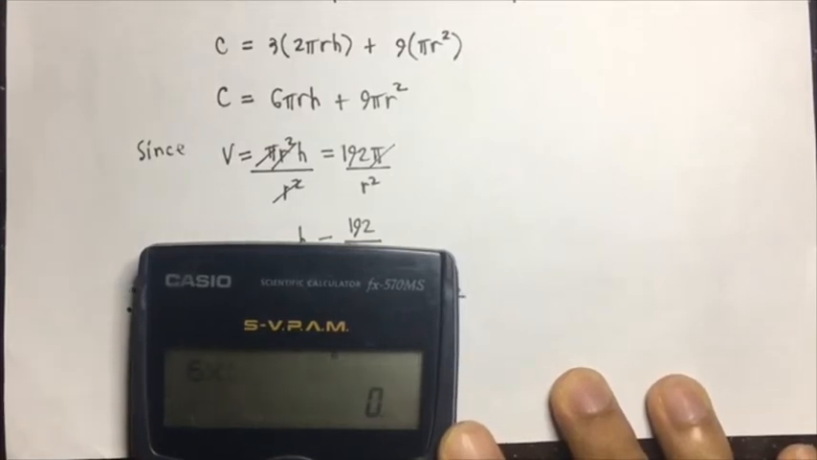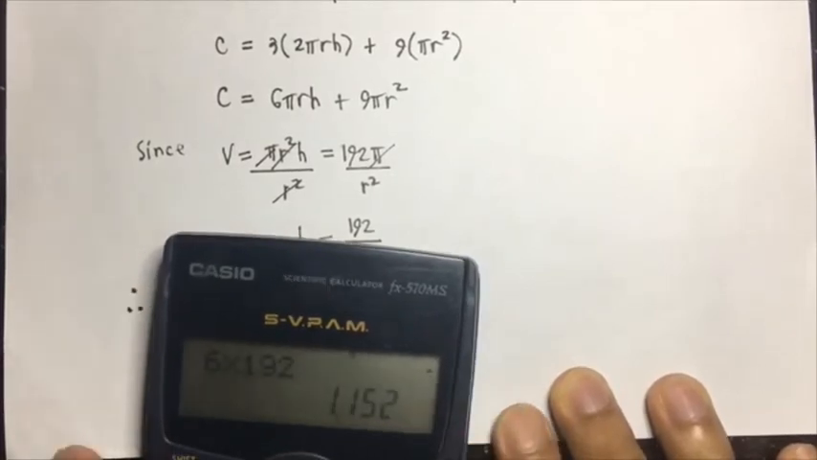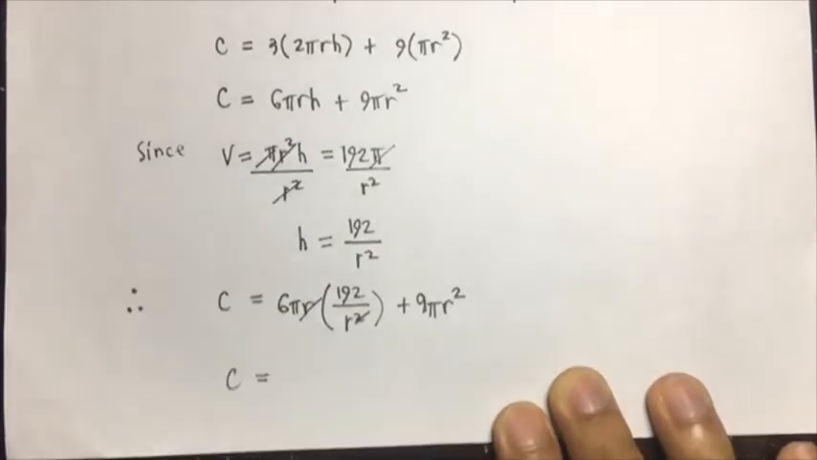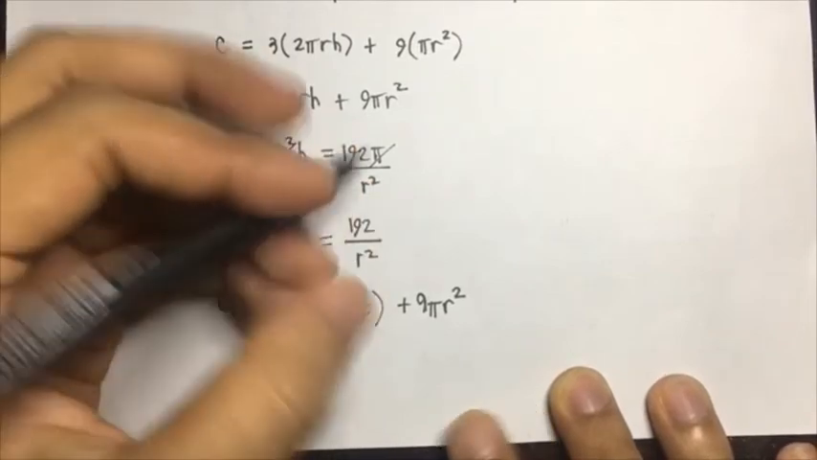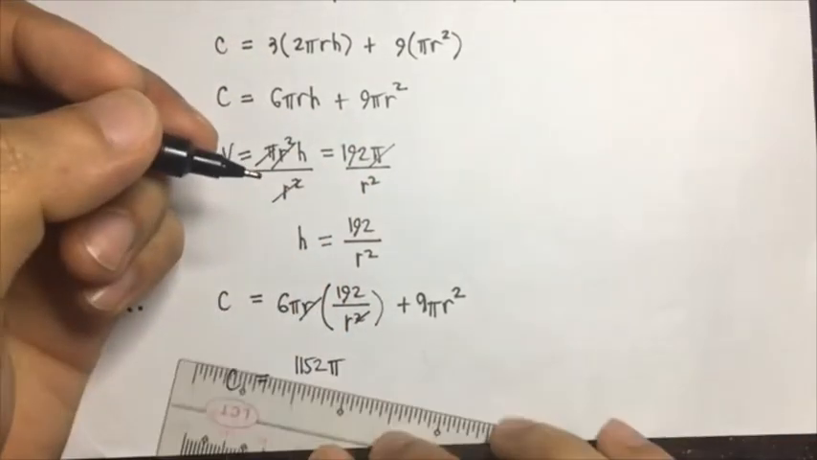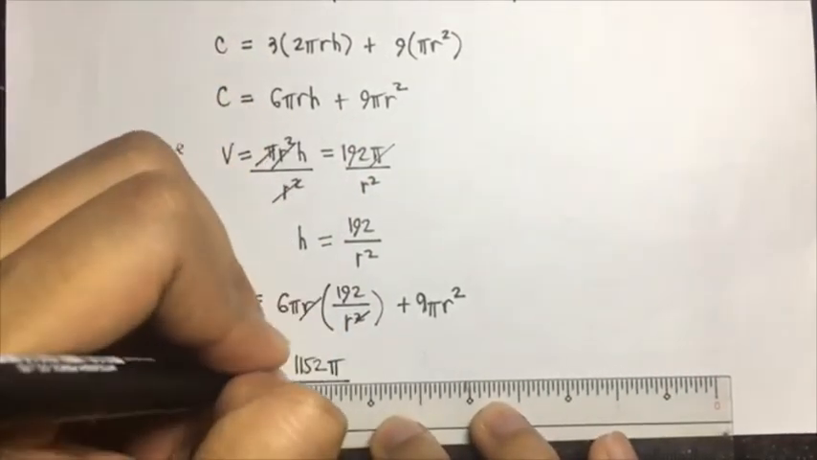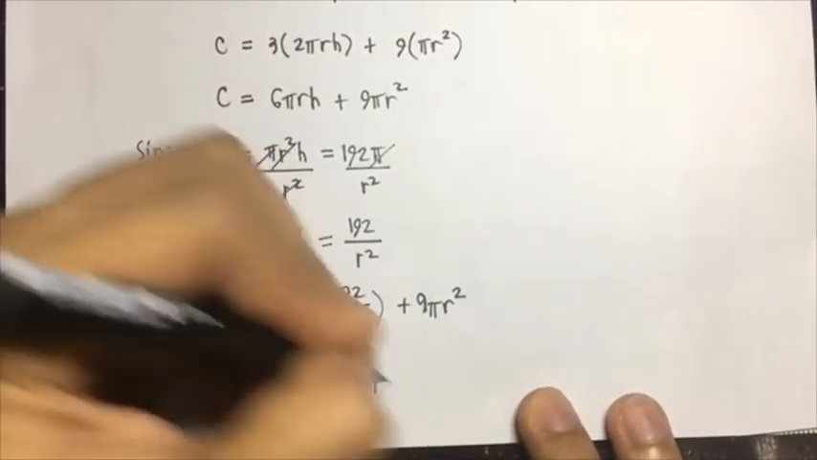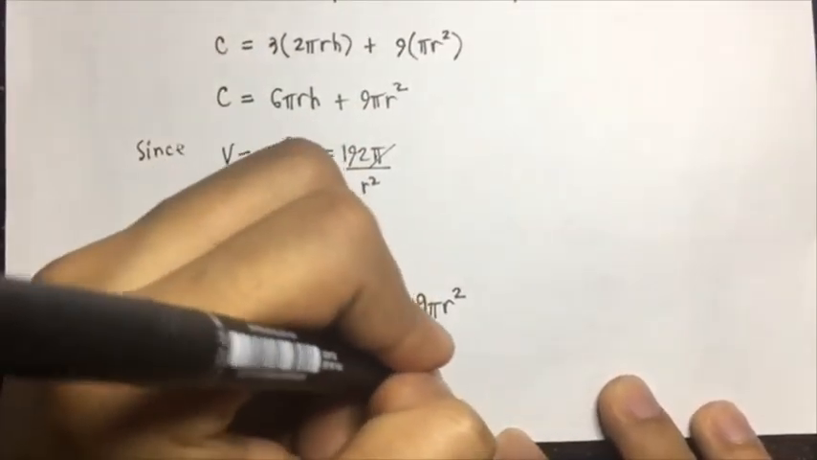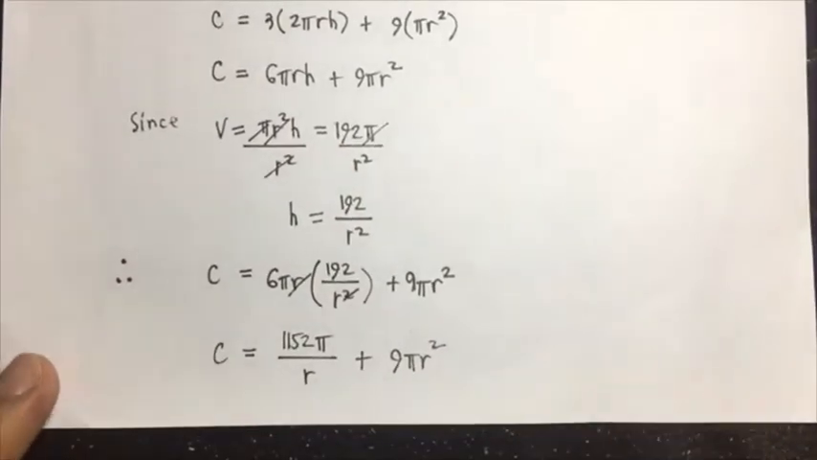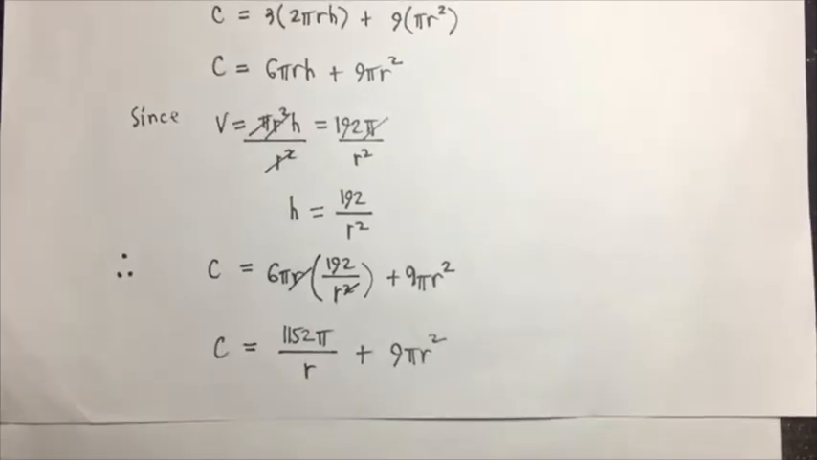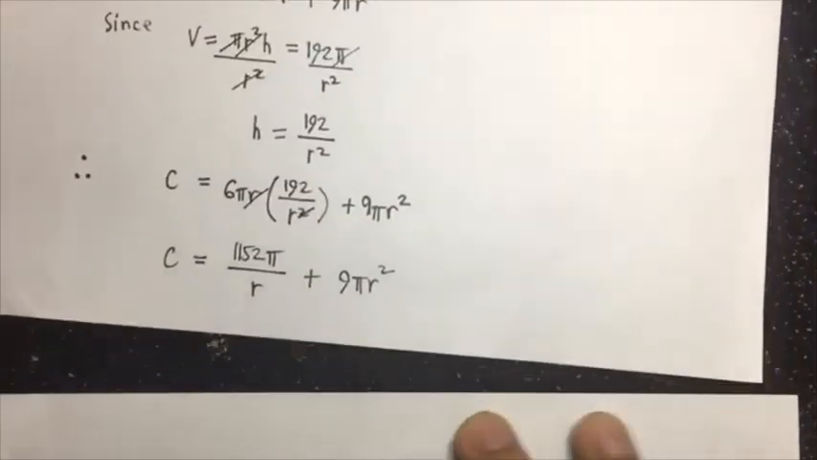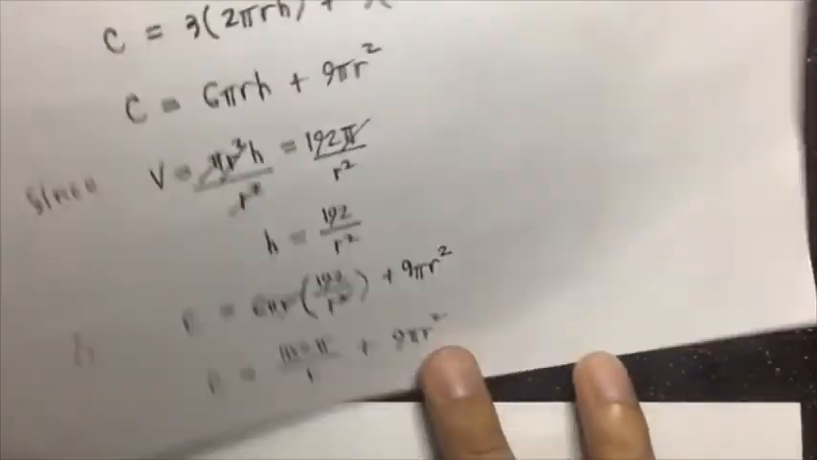6 times 192, so we have 1152 pi over r plus 9 pi r squared. Okay, so next, to minimize our c, or our cost, we need to derive it with respect to r.